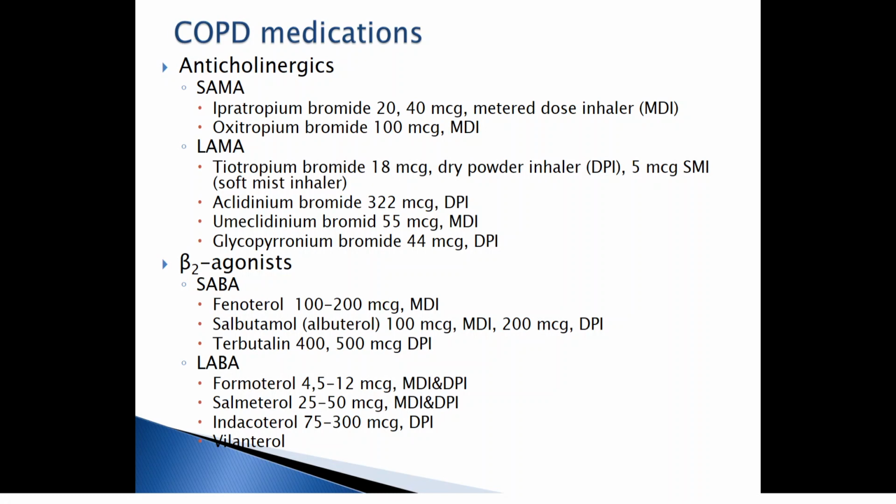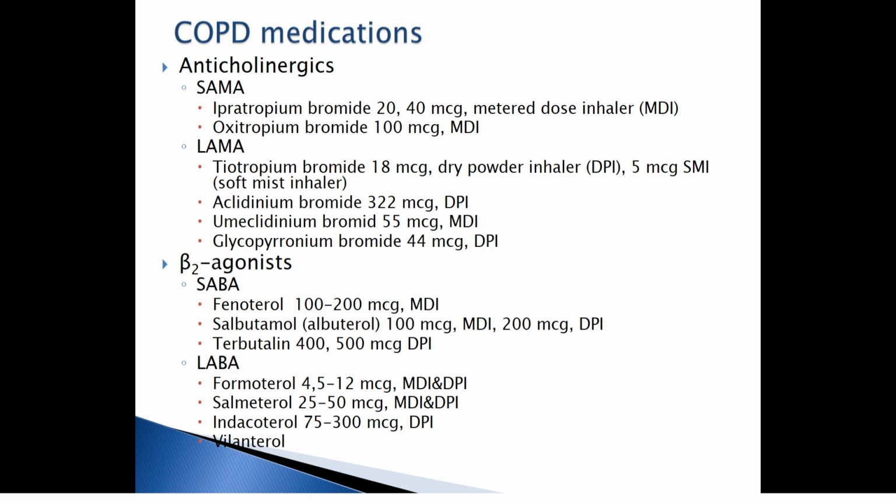And I want to remind you of medications, anticholinergics. I will only read you the list of which medications are under these groups. Short-acting muscarinic antagonist: ipratropium bromide may be the most famous, and oxitropium bromide. Long-acting muscarinic antagonist: tiotropium bromide and, mostly students don't know them, aclidinium bromide, umeclidinium bromide, and glycopyrronium bromide. So tiotropium, aclidinium, umeclidinium, and glycopyrronium.